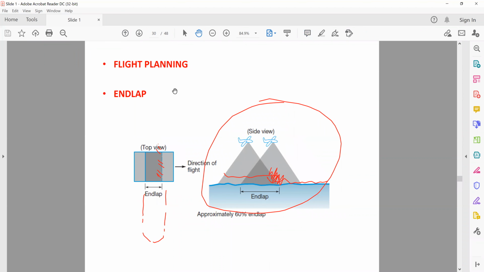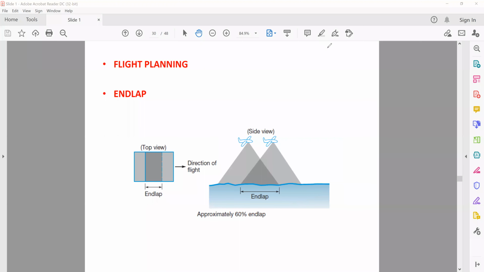Similarly, end lap is there when you're flying in the same direction and you take successive photographs. What should be the distance or what should be the area which is there in both the photographs which is overlapping? And we use this same overlapping thing in parallax as well. So end lap is when your plane is flying in the same direction and it takes successive photographs. So what should be the distance at which it should take each photograph? And side lap is when it takes a turn and comes back and has a side overlap between successive pictures.